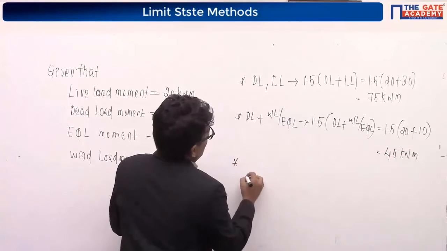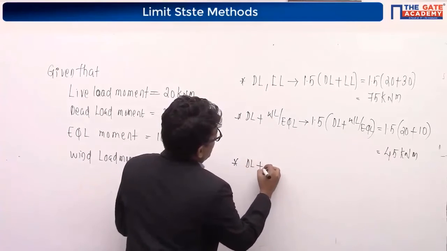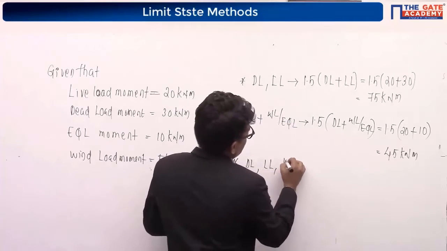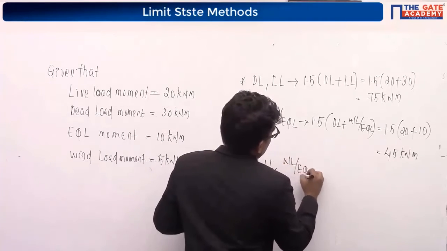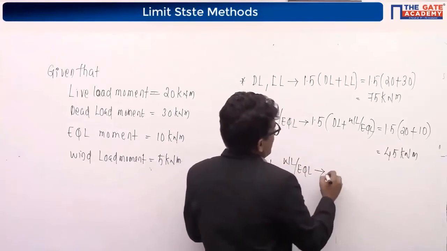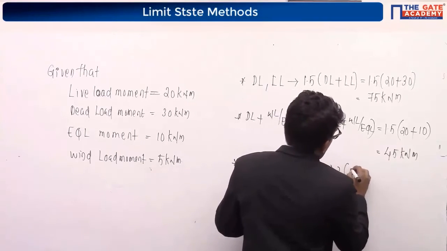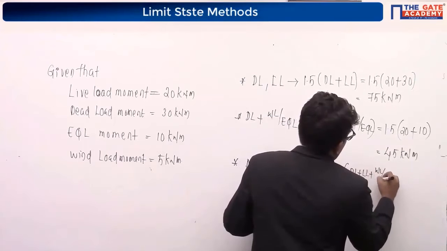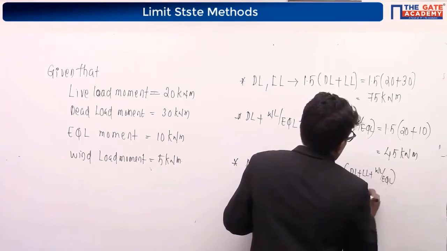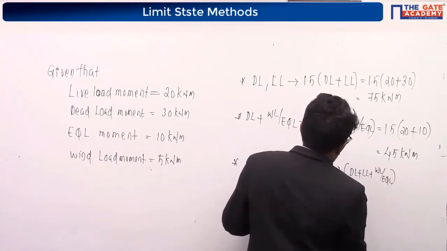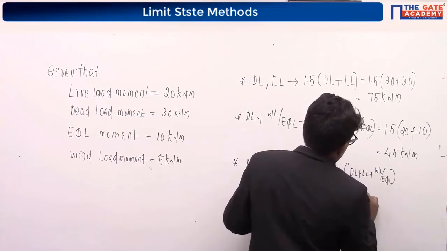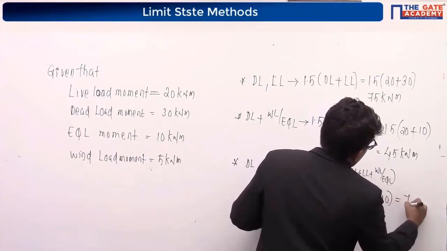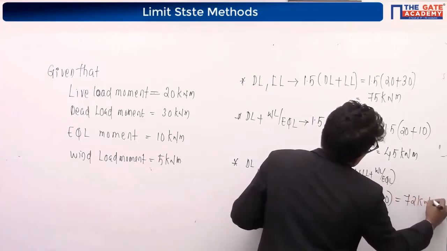Then considering the third load combination, which is dead load, live load, wind load or earthquake load combination, the partial safety factor will be 1.2 times dead load plus live load plus wind load or earthquake load. So it will come around 1.2 into 20 plus 30 plus 10. The answer will be 72 kilonewton meter.